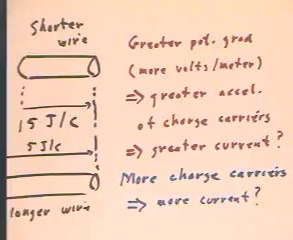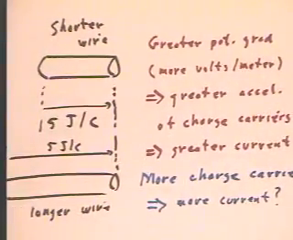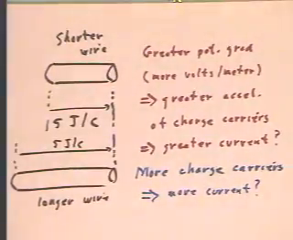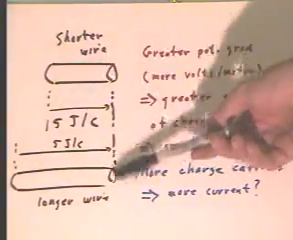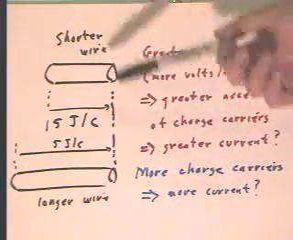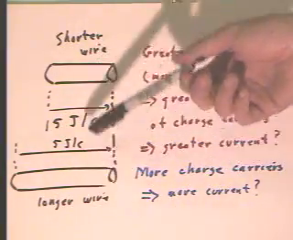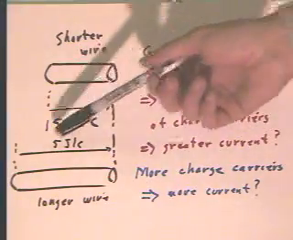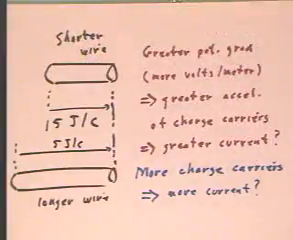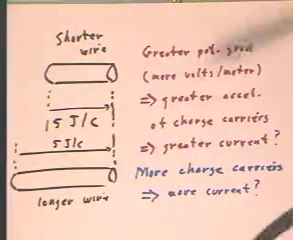We can also look at what happens if we have wires of the same composition and the same diameter. I haven't really been specific, but let's assume that these wires have the same diameter, and the only difference is that one's longer than the other. We keep the same potential difference, the same voltage across both wires. That is, we crank the generator at the same rate on both wires.